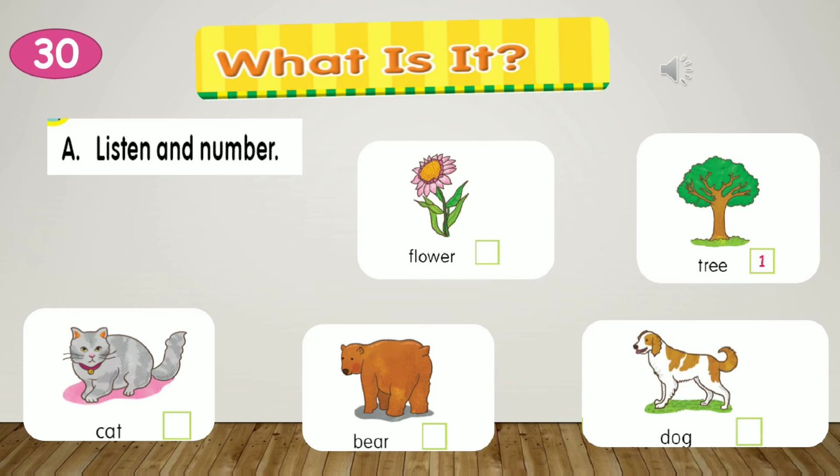Lesson 4. What is it? Track 16. Word chest. Page 30. A. Listen and number.